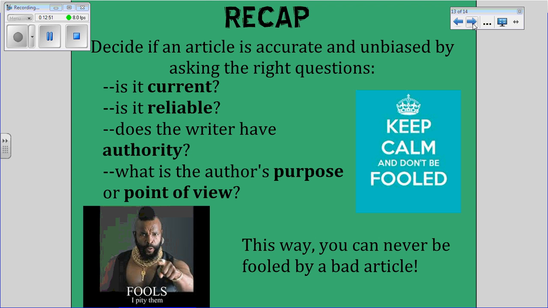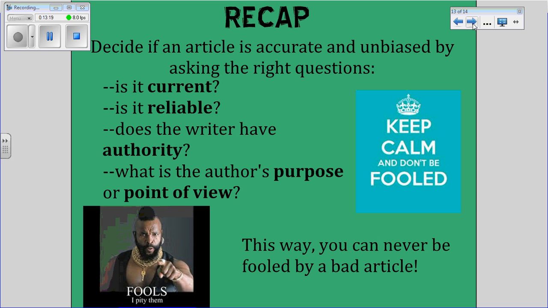So to recap, to decide if an article is accurate and unbiased, you can ask the right questions. Is it current? Was it published recently, or does it have up-to-date information? Is it reliable? Can you trust the information that is in it? Does the writer have authority? Have they studied it? Are they paid by a credible newspaper? Is it published by a reputable source?